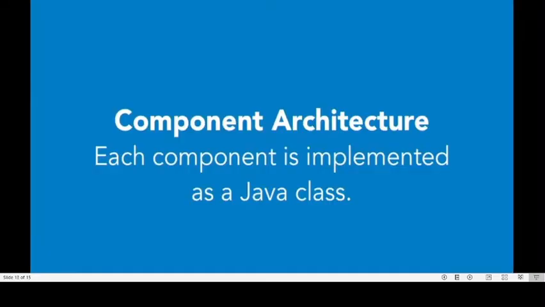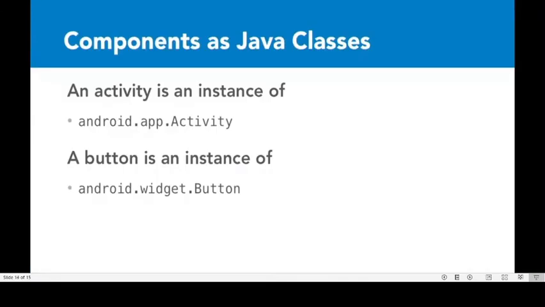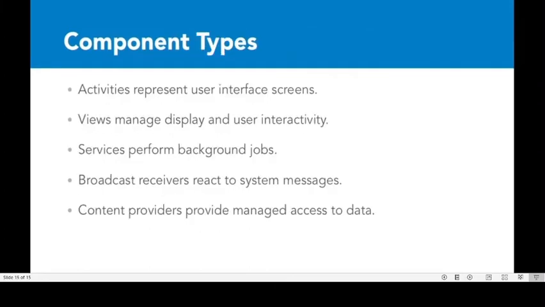As a developer, you build your apps using components, and there are a number of component types. Basically, each component is implemented as a Java class. Here are simple examples of components. An activity. What is an activity? An activity is an instance of the android.app.Activity class. A button is an instance of android.widget.Button. So now talking about the component types. Basically, these are the component types which describe Android.